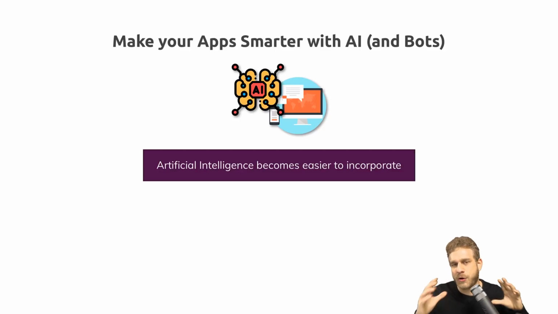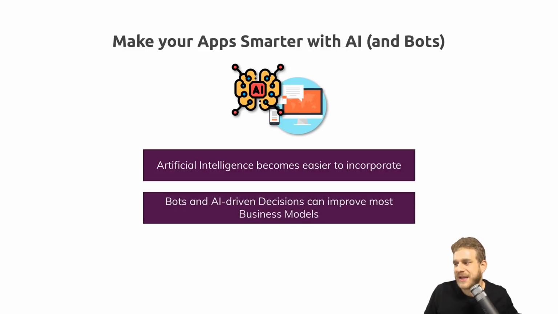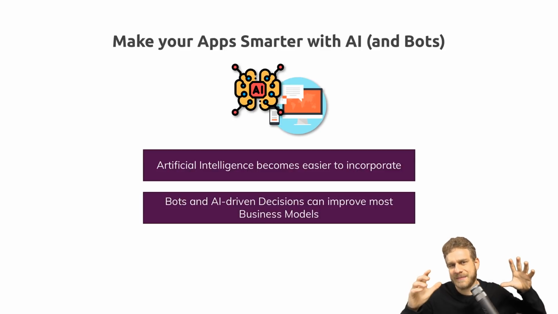for you to incorporate some features driven by artificial intelligence into your apps, like image recognition, machine learning, which is becoming easier with some services, chatbots, which you can build in a very easy way now. We got all of that, and these things can improve most business models. Maybe not all of that, but there are things that will fit into your business model too. I'm pretty sure about that.